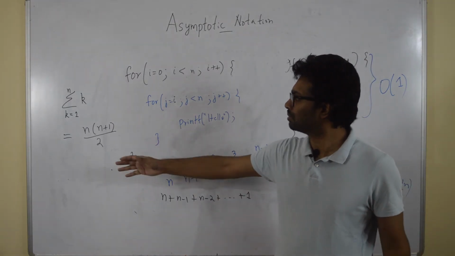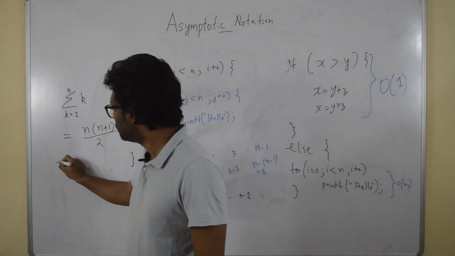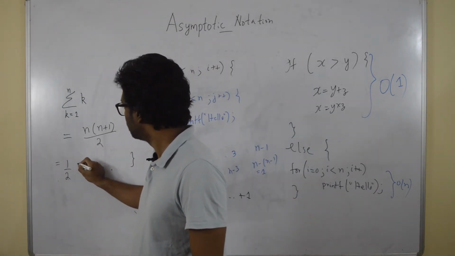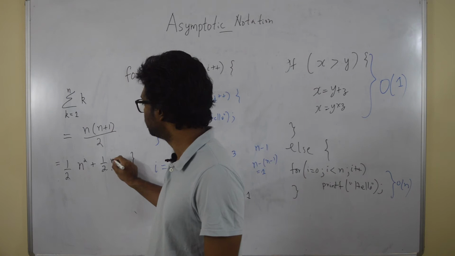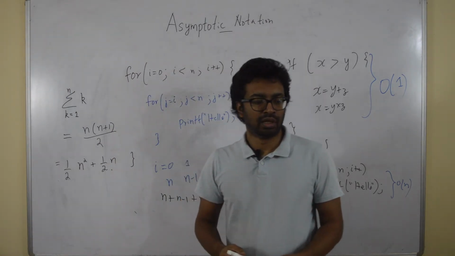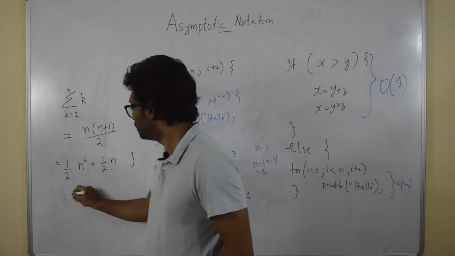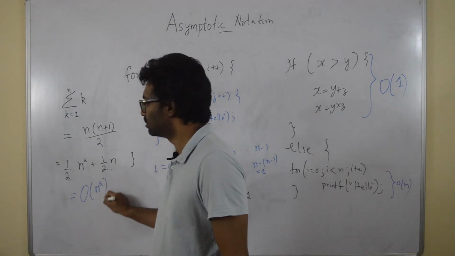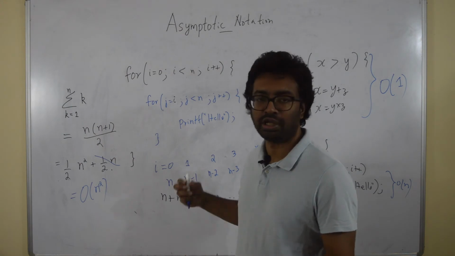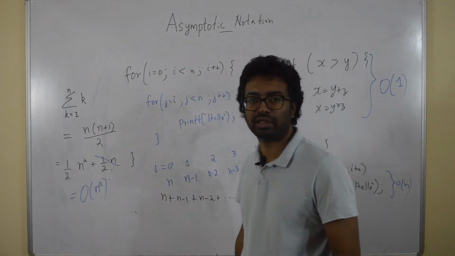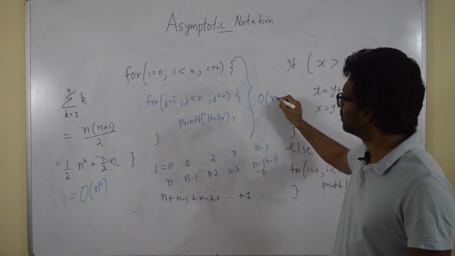And in order notation, what is this? Let me just make this simpler. This is half times n square plus half times n. And what is this? I claim this is order n square, right? Because this half gets kind of absorbed, and this is a constant times n square, and therefore this is order n square, and hence this block of code is order n square.